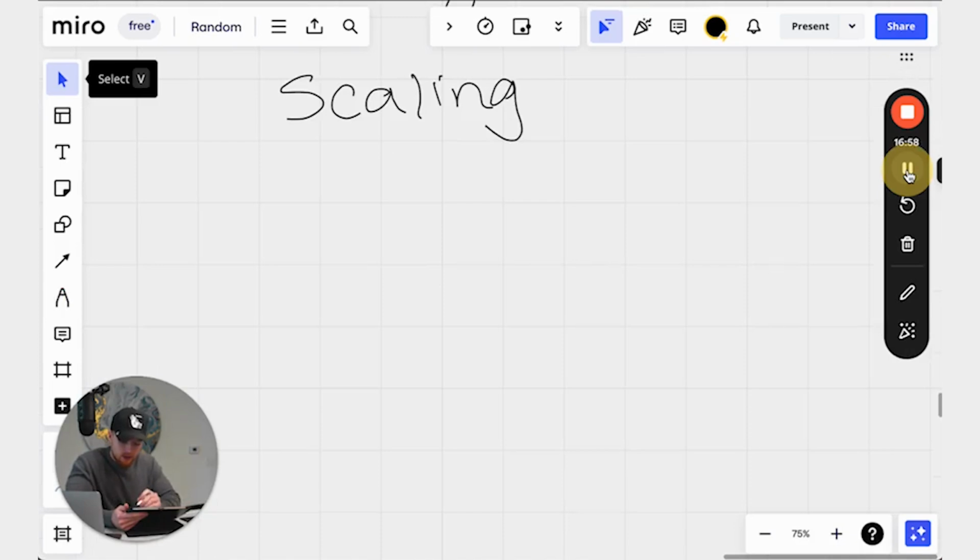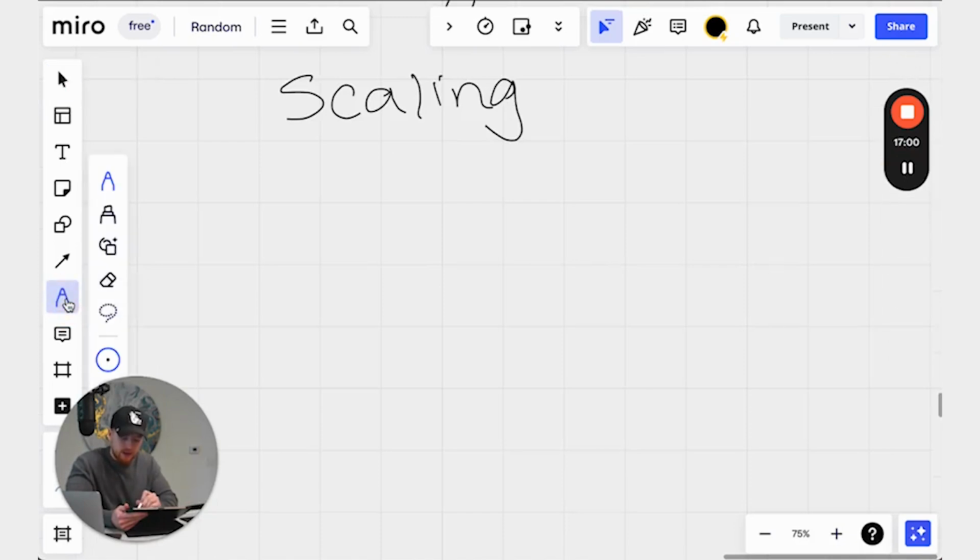All right, guys, let's talk about scaling, something that all of you guys are probably here wanting to hear more about, and one of the more complex things when it comes to Facebook ads. It doesn't have to be complex. A lot of people make it overcomplicated, and I'm here to break that down for you.